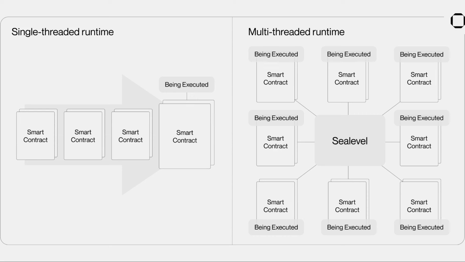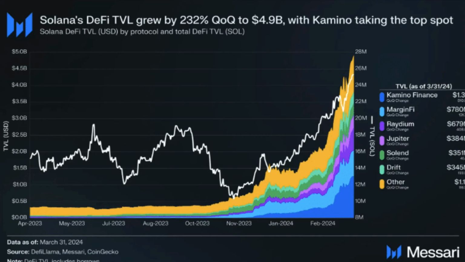The blockchain space is currently witnessing a transformation from single threaded execution environments like EVM to multi threaded execution environments like Solana Virtual Machine and Move Virtual Machine. The recent spike in activity on Solana is a testament to the success of this multi threaded approach.